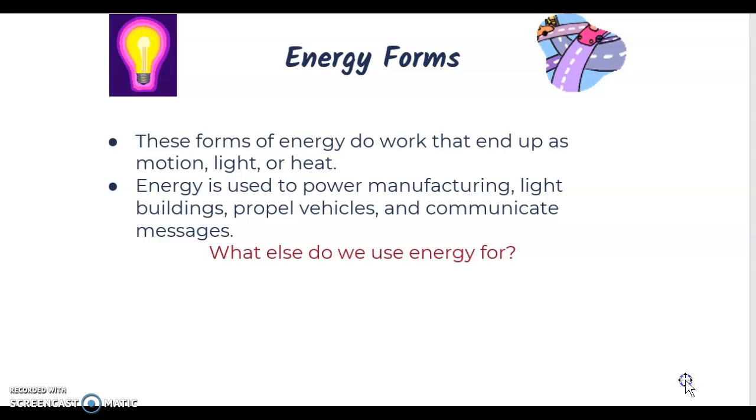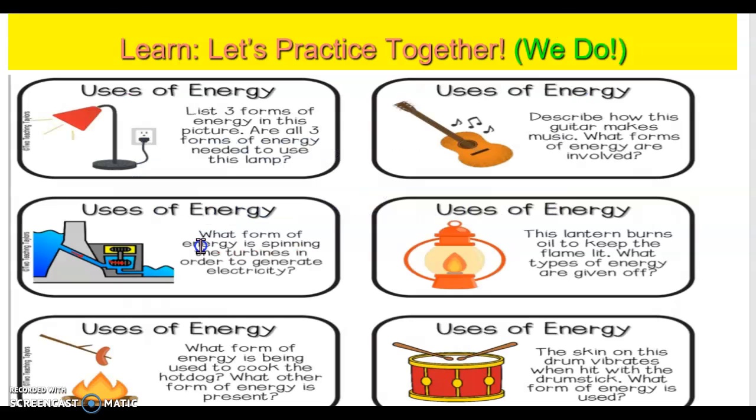So these forms of energy do work that end up as motion, light, or heat. Energy is used to power manufacturing, light buildings, propel vehicles, and communicate messages. So what else do we use energy for? That's for you to answer. If you want to practice more about the forms of energy, you can use these examples. For example, uses of energy. List three forms of energy in this picture. Are all three forms of energy needed to use this lamp?